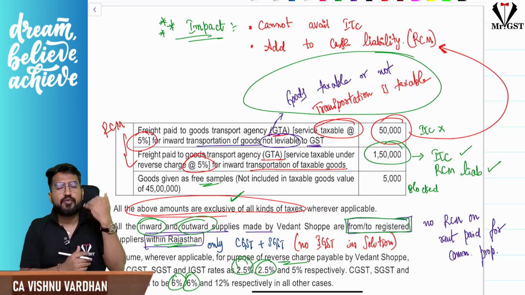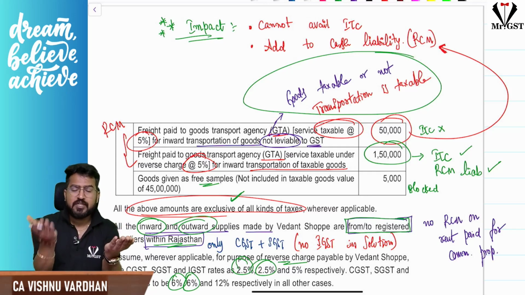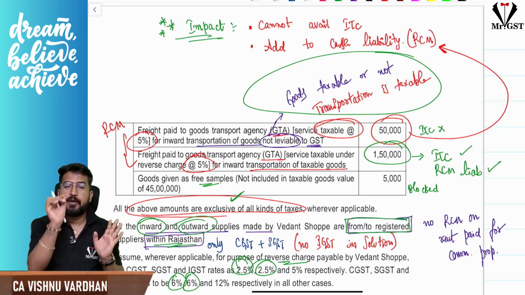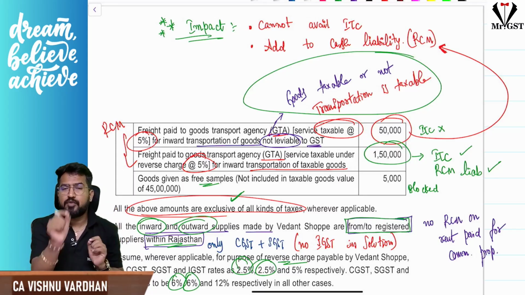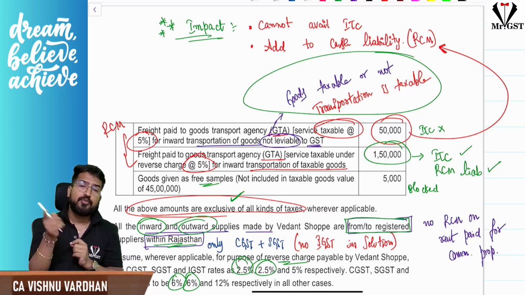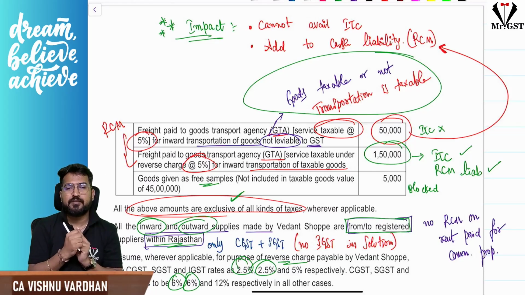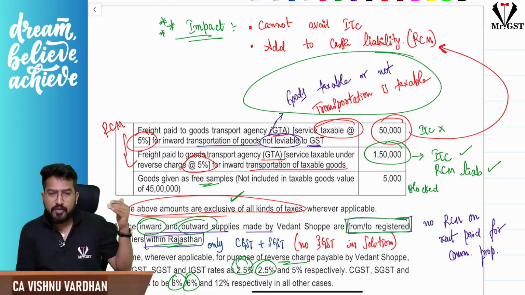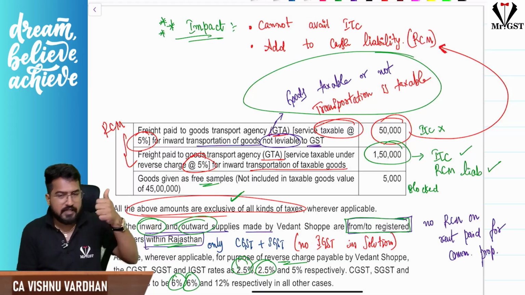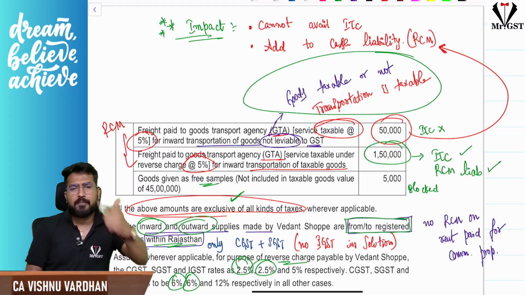So, even if you transport taxable goods or exempt goods, you have to pay GST under RCM. But if you are transporting exempt goods, one interesting point is you have to pay GST under RCM for sure, but you cannot take ITC of that. So I repeat, if you are transporting taxable goods, GTA services, RCM will come into picture, and that amount you can happily take ITC also.